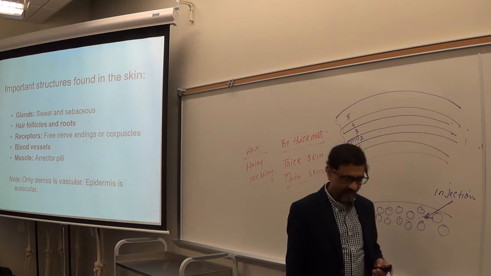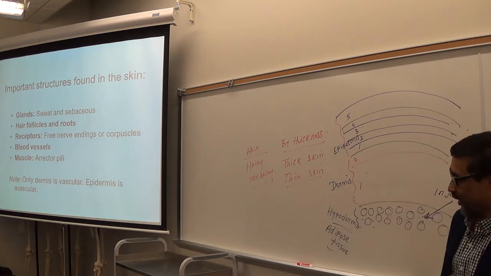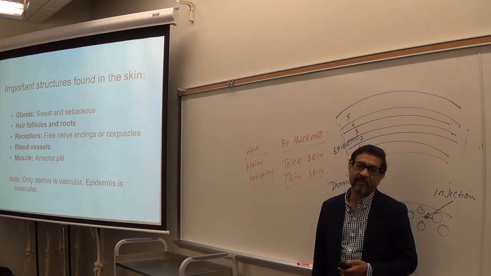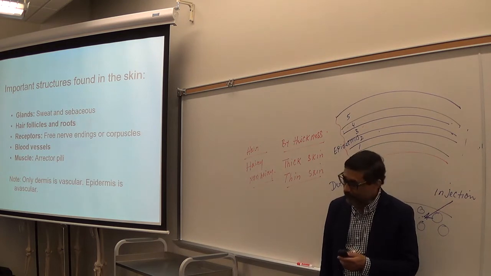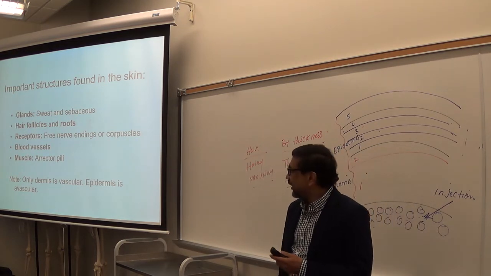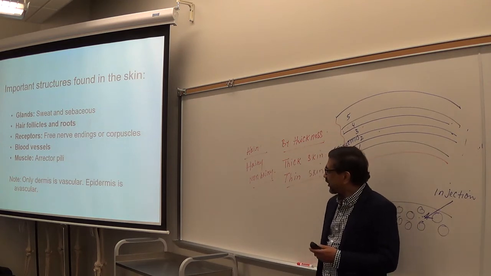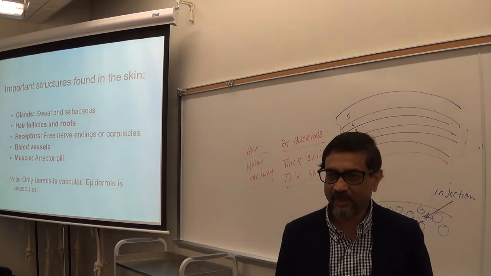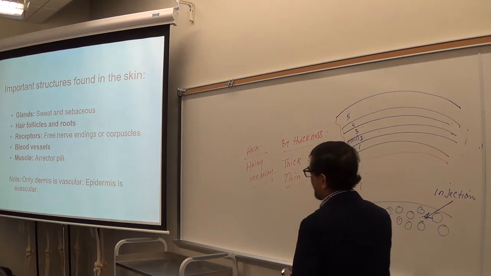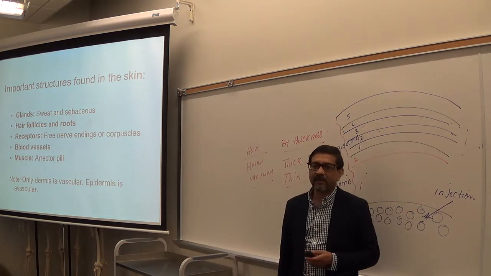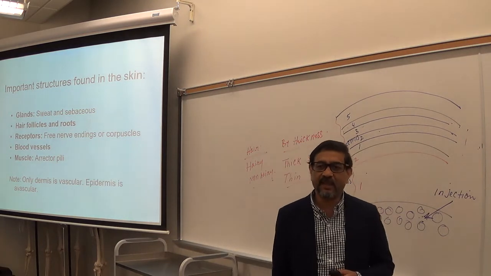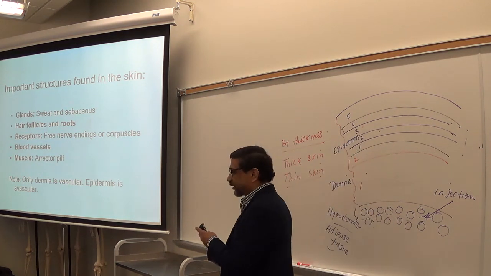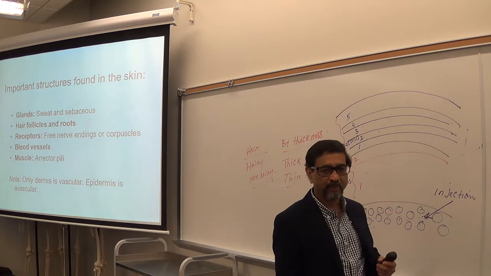Some structures of the skin. The skin has glands, two types of glands: sweat glands and sebaceous glands. Skin has hair follicles, hair roots. Skin has receptors, free nerve endings, and corpuscles. Those are the receptors. Receptors are located in the nerves as well as inside the corpuscles. Blood vessels and tiny muscles, those are called erector pili muscles.